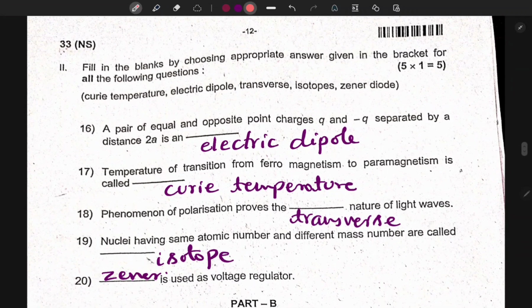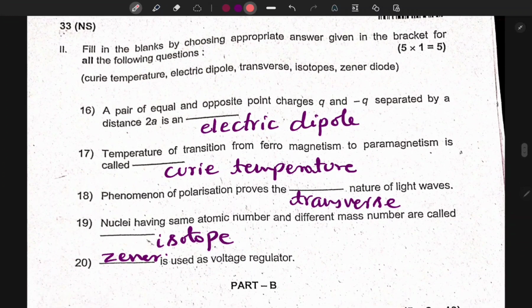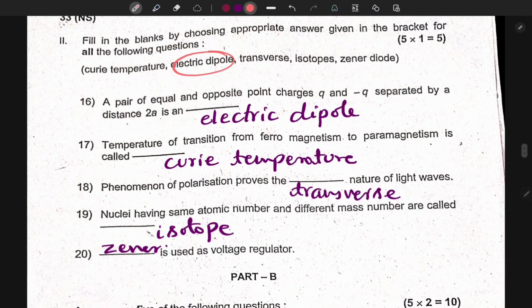So those are the multiple choice questions. Now we have the fill in the blanks here. A pair of equal and opposite point charges q and minus q separated by a distance, this is nothing but electric dipole. So here we have the option. Directly by looking at the question itself we can answer. Temperature of transition from ferromagnetic to paramagnetic, that is called Curie temperature.